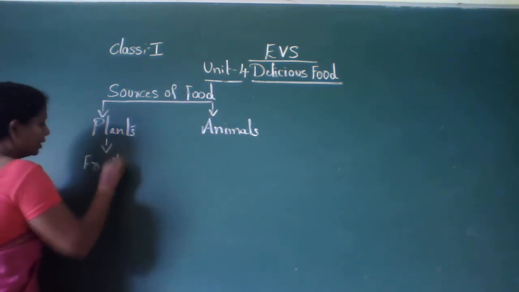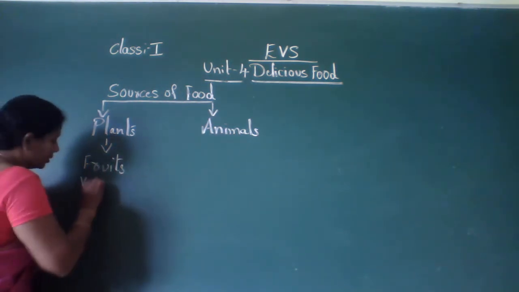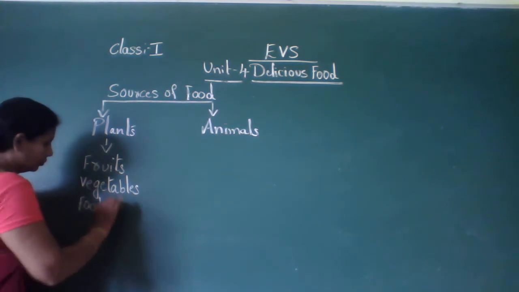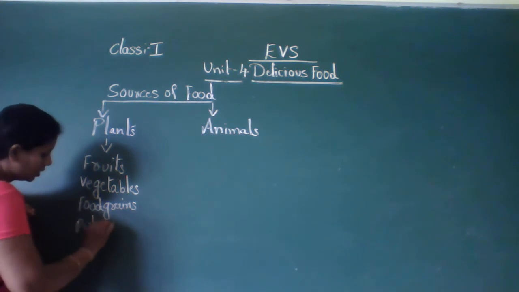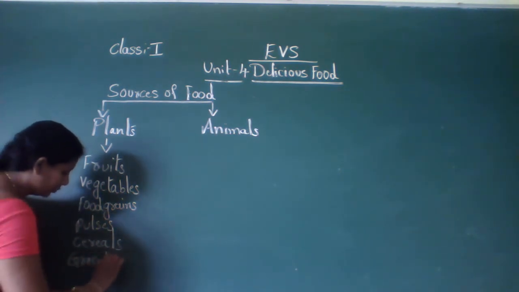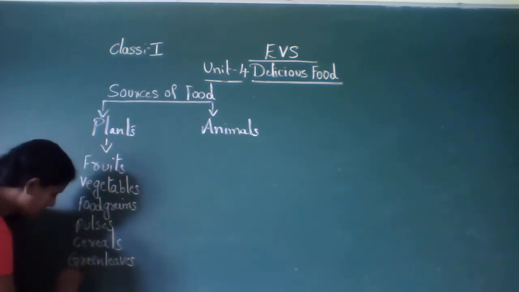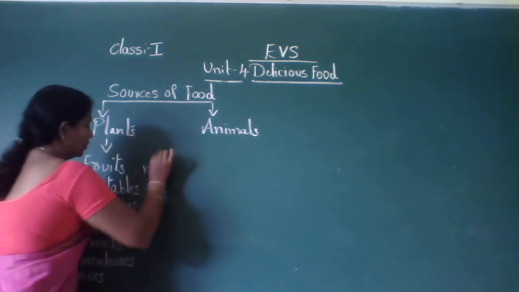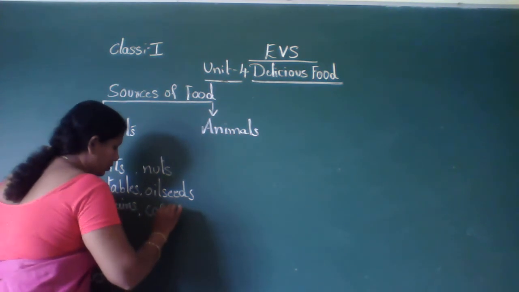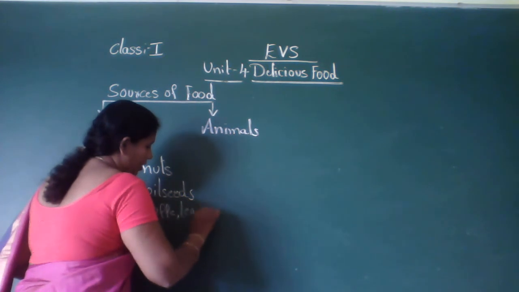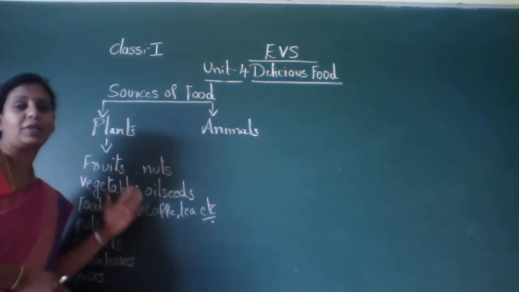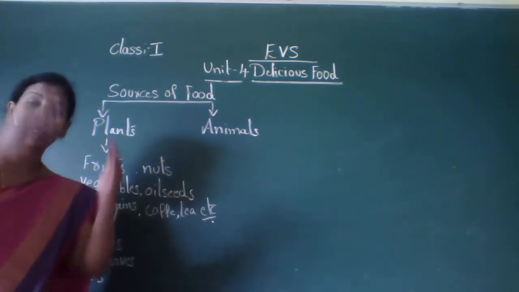Fruits, very good. Then fruits and vegetables. Then food grains. Then pulses, cereals, then green leaves, then spices, nuts, oil seeds, coffee, tea, etc. we get from plants. See, most of the food items we eat in our daily life, we get from plants only. So we get food from different parts of the plant.